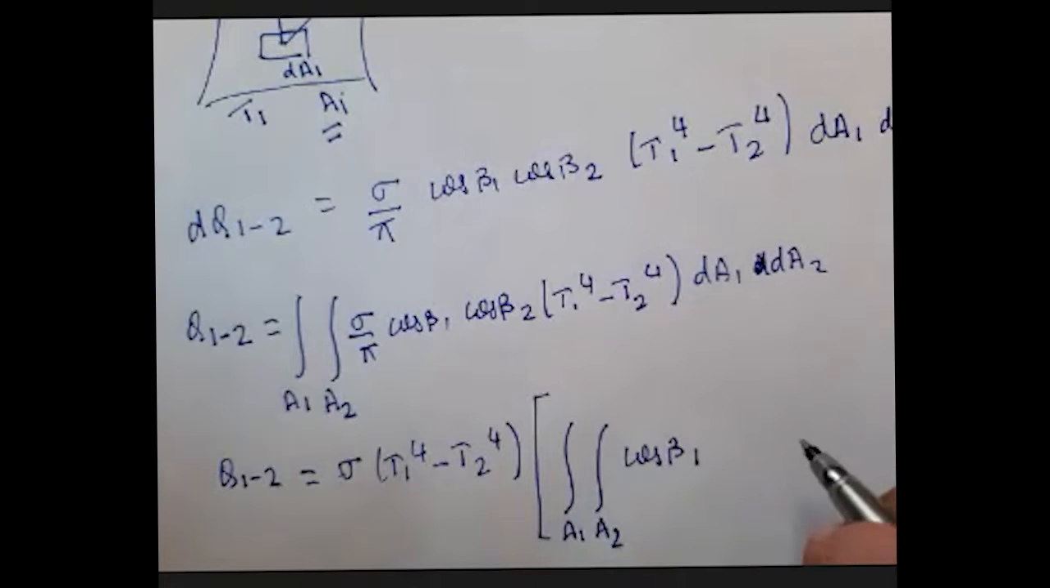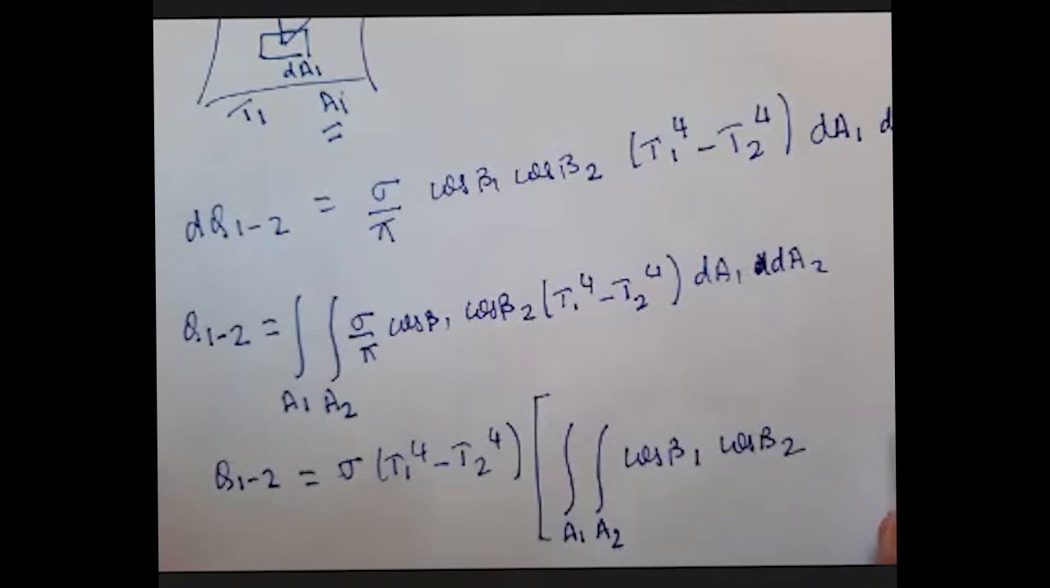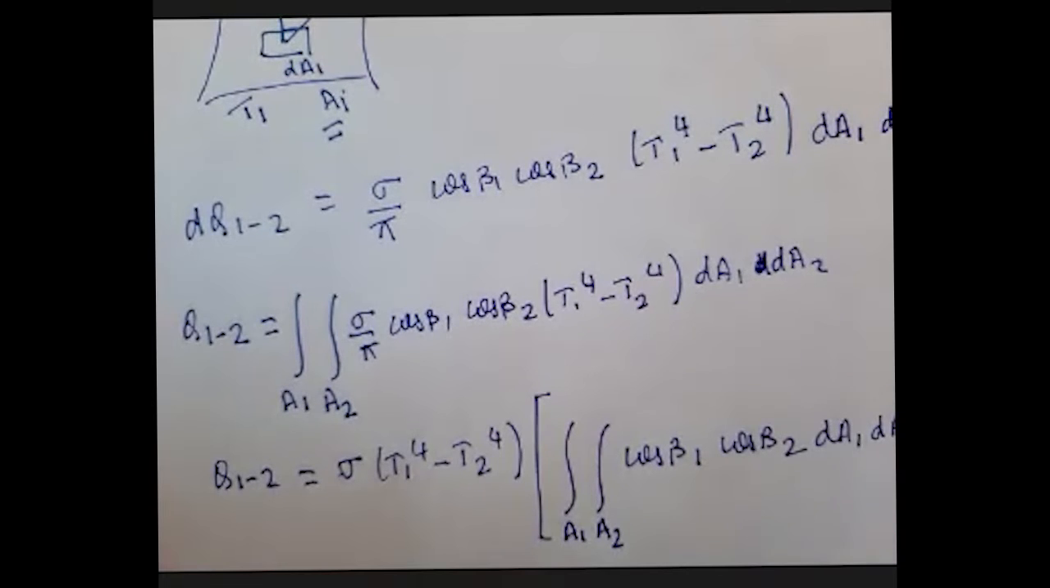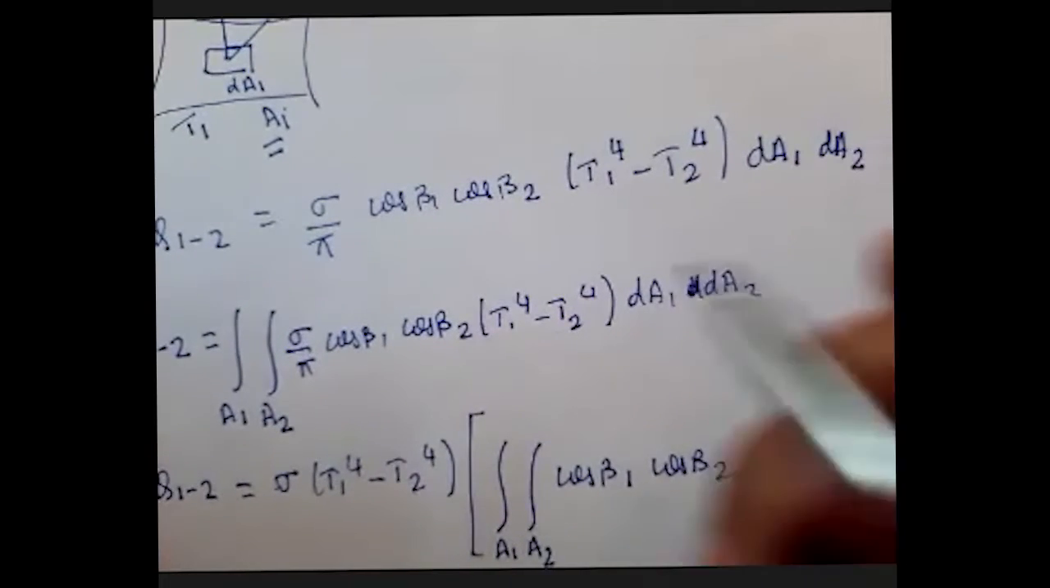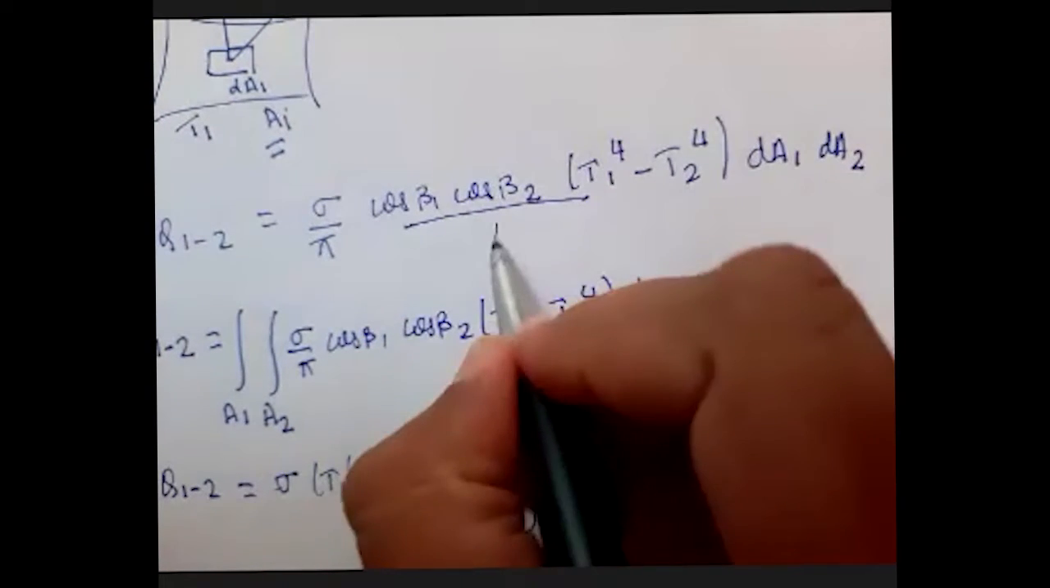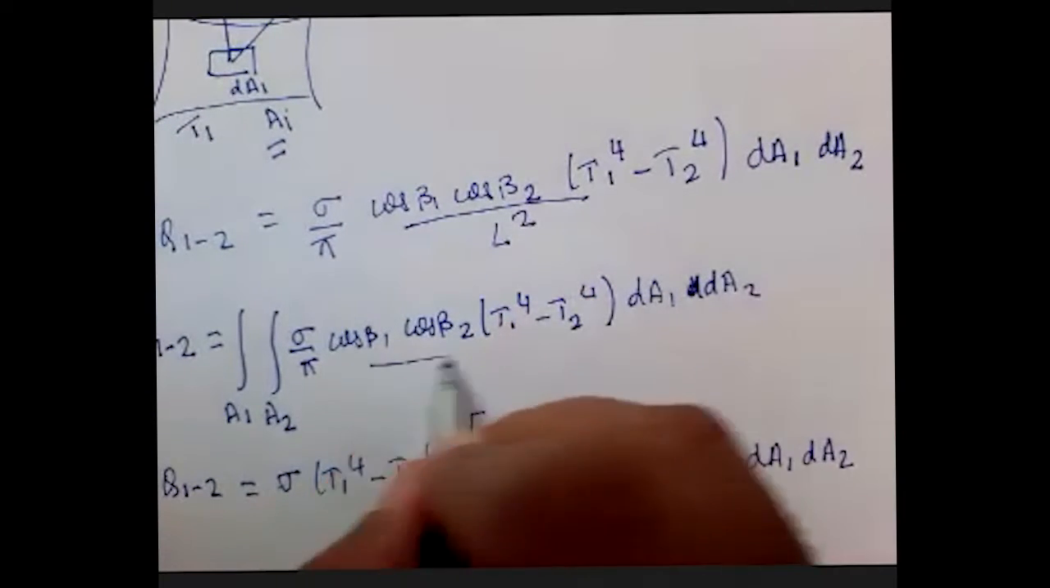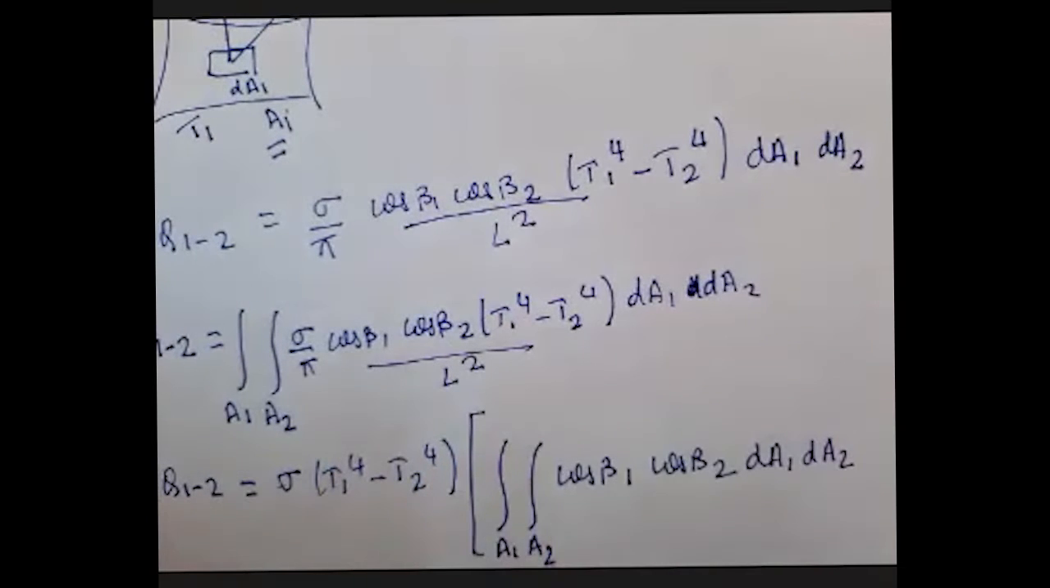cos beta 2 into dA1 into dA2. I think I have missed something here. It is divided by L square, I guess. So this is divided by pi into L square.